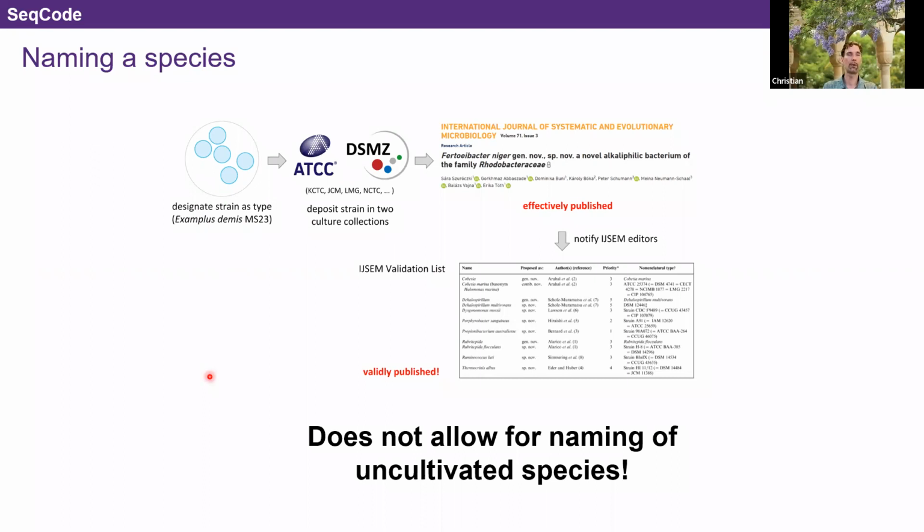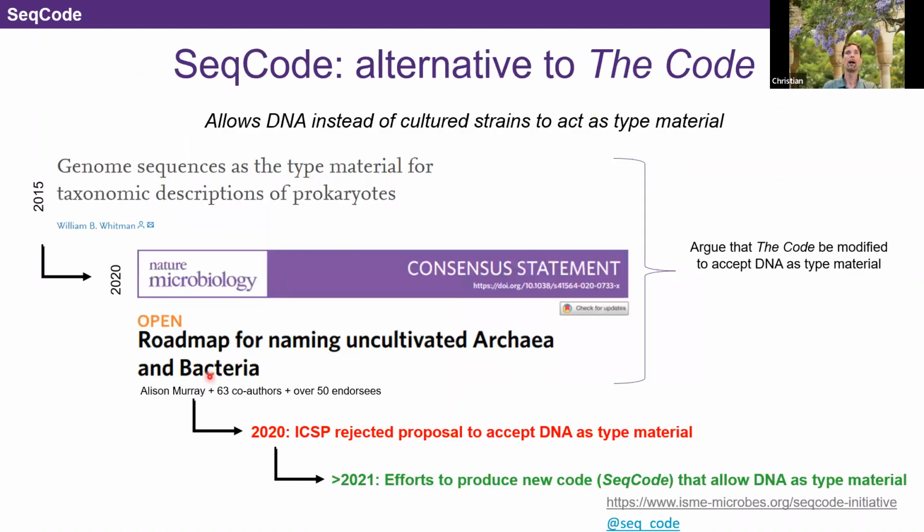And that became a big problem because, as I showed you for the species cluster, the vast majority now are uncultured, right? We'll get more and more uncultured species, and that kind of gave rise to the SeqCode. Now, there was a publication earlier that genome sequences should be able to serve as a type material, right? And then the community got together in 2020. This roadmap was published for naming uncultured archaea and bacteria, right?